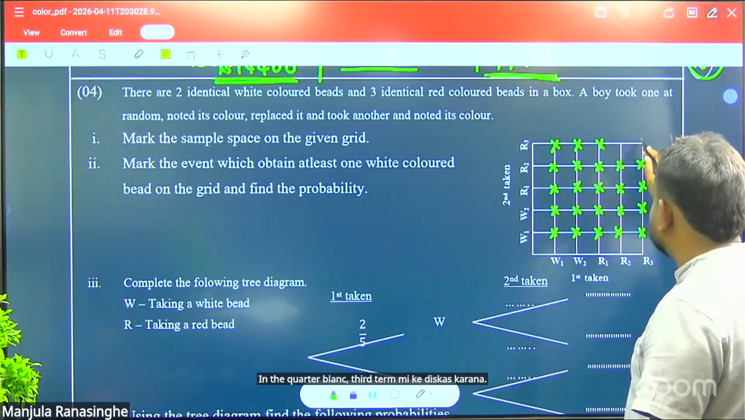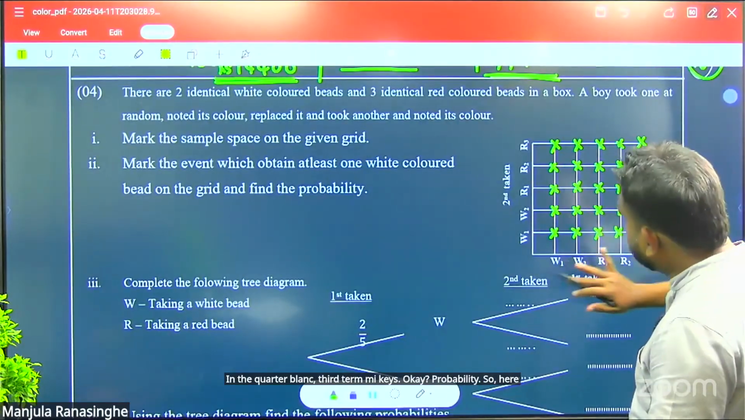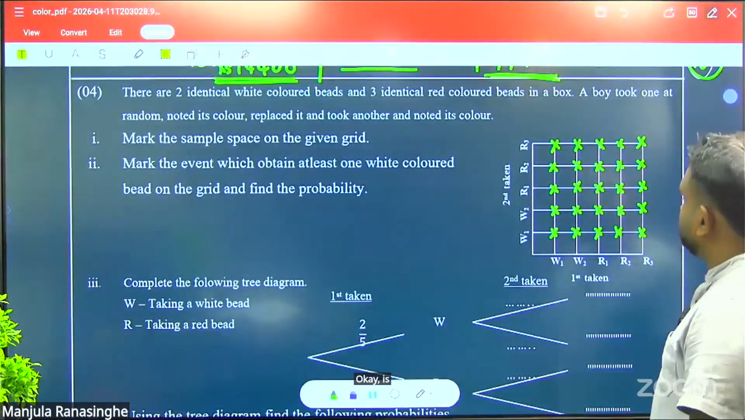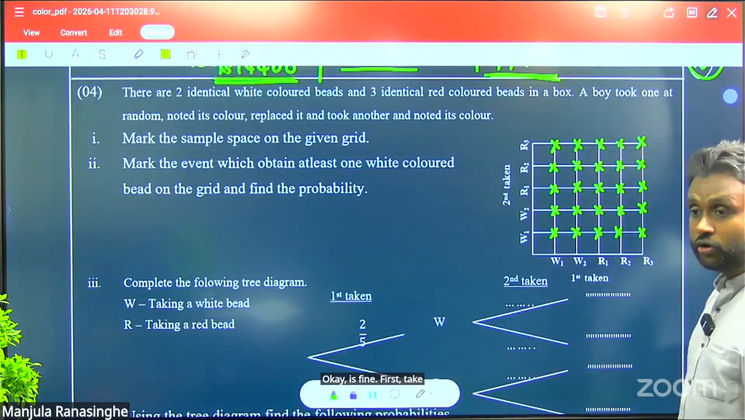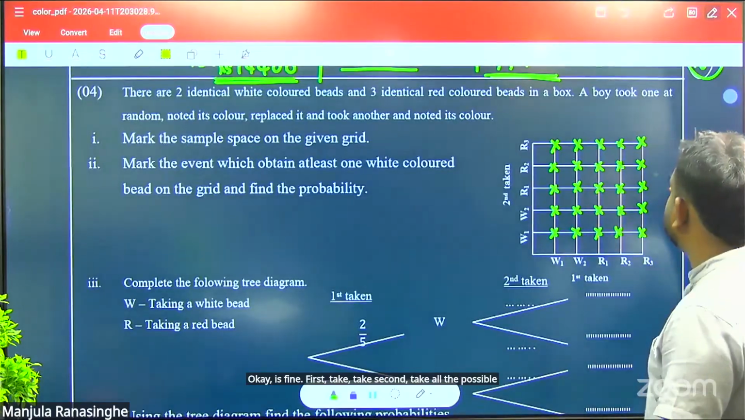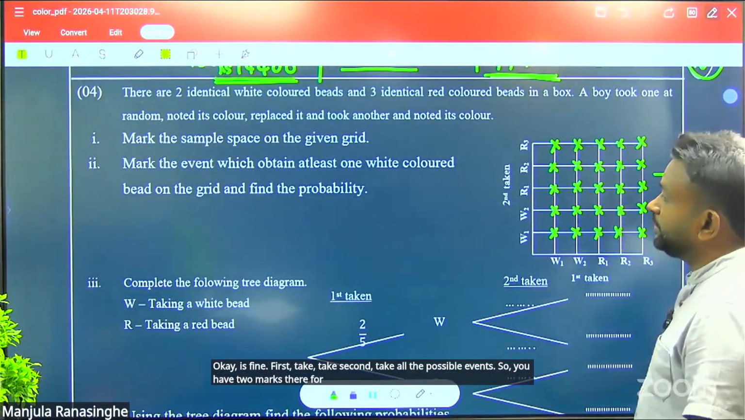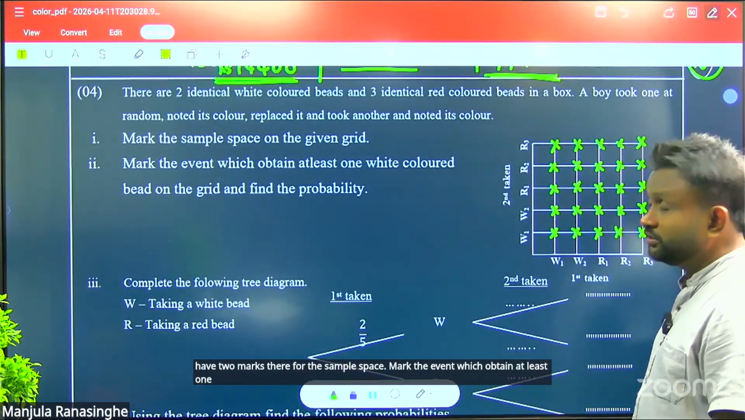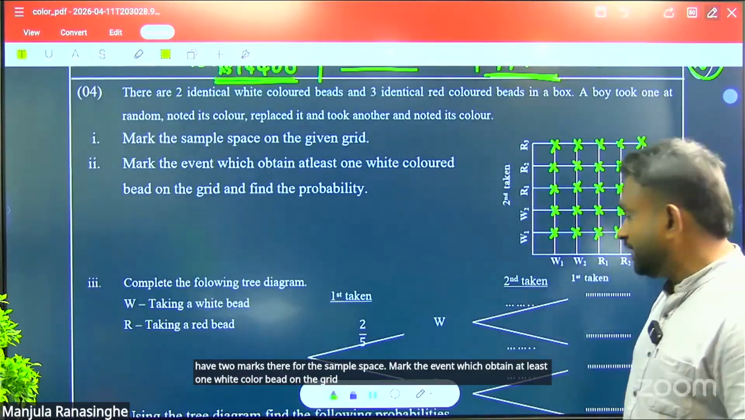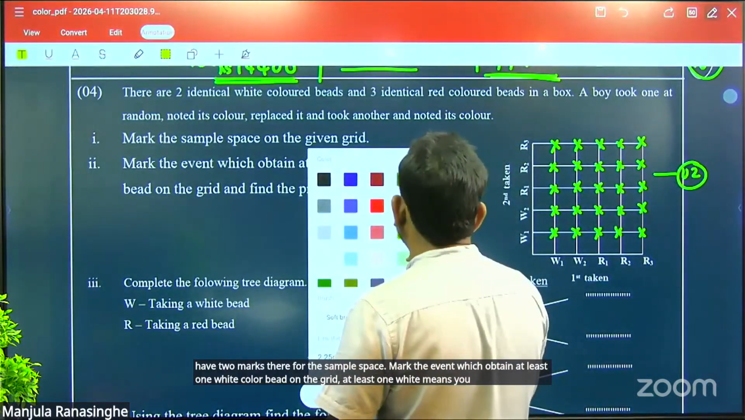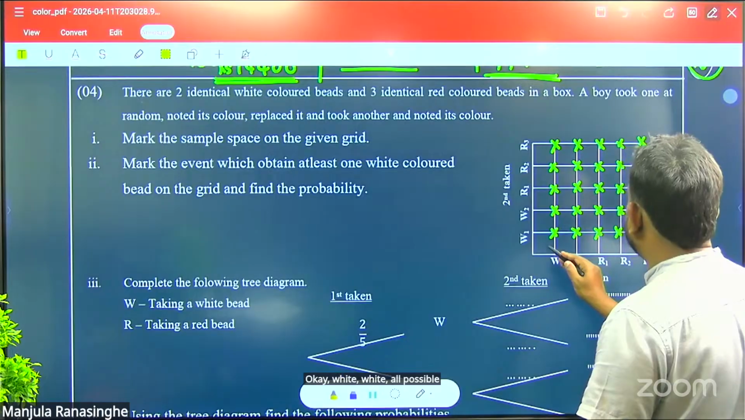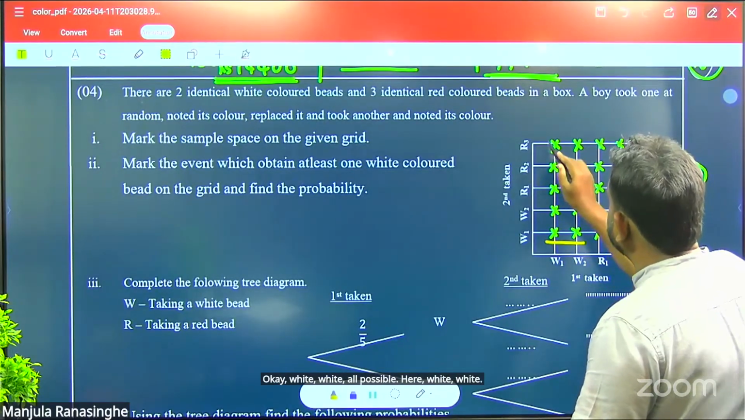Okay, probability. So here the full grid is filled up. Okay, fine. First take, second take, all the possible events. So you have 2 marks there for the sample space. Mark the event which obtains at least one white color bead on the grid. At least one white means you can mark all possible cases here with white.